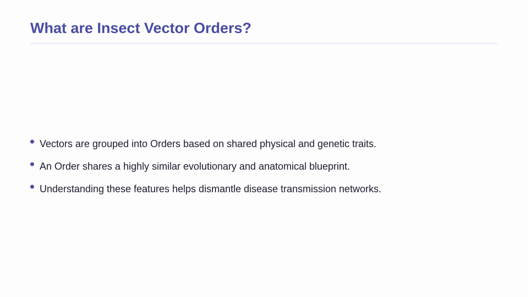Why does this matter? Because by understanding the unique anatomical and physiological features of these vector orders, we can figure out exactly how to dismantle their disease transmission networks. If we do not know how an insect is built or how it behaves, we cannot effectively control it or protect vulnerable populations.